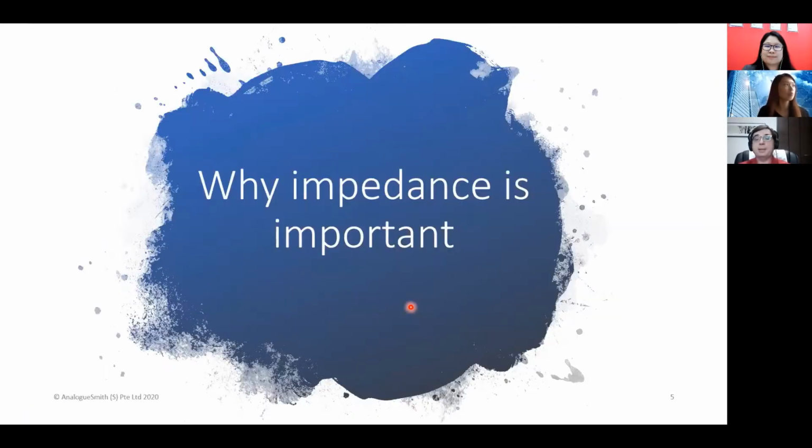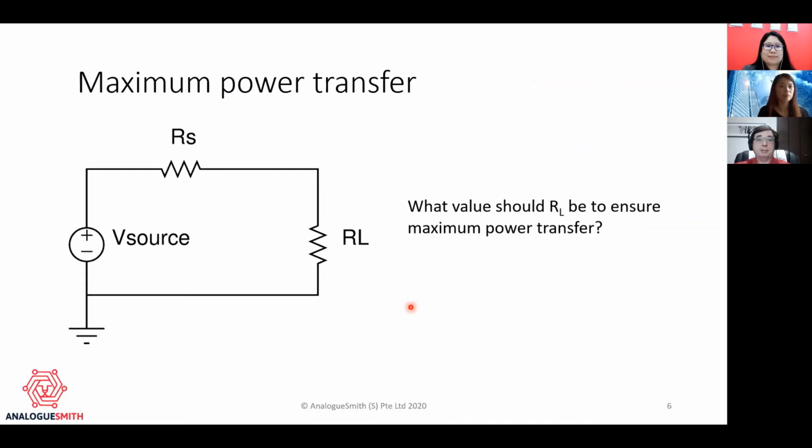Okay, so why is impedance important? Classic, probably learnt it in your first year at university if you were studying for an EE degree. So maximum power transfer. So we have a voltage source and we have a resistance associated with that voltage source because it's not perfect, it's not a superconductor. And so what value should we make the resistor that the voltage source and its associated resistance is driving? So what should the value of RL be in order to maximize the power transfer between the voltage source and its resistance and that load resistance?